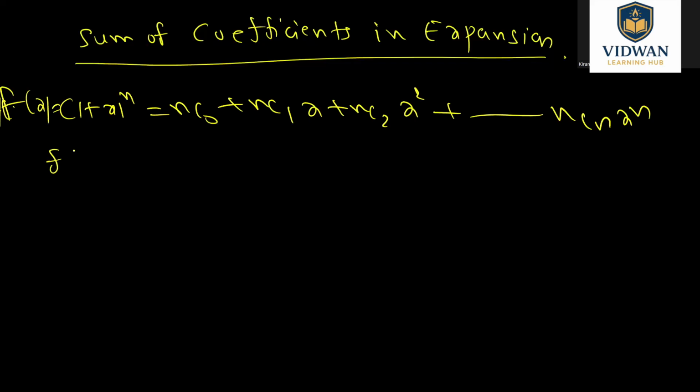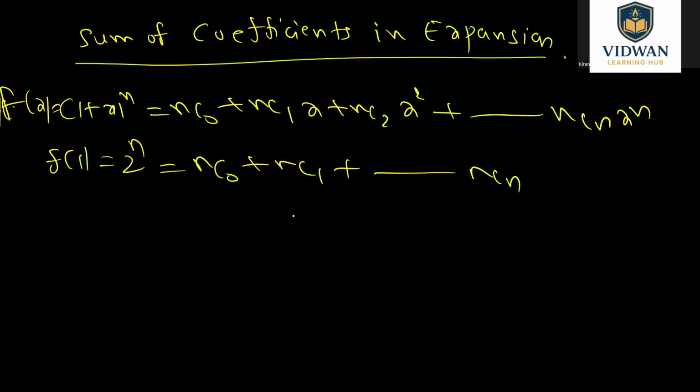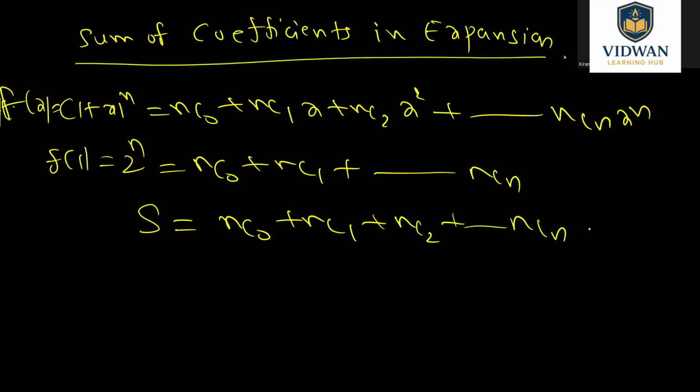So if I write f of 1, this will be 2 power n, and the right hand side will become nC0 plus nC1 up to nCn. So basically what I got is the sum of all the binomial coefficients. The sum of the coefficients nC0 plus nC1 plus nC2 up to nCn are called binomial coefficients. So the sum of the binomial coefficients is always 2 power n, by putting 1 here.